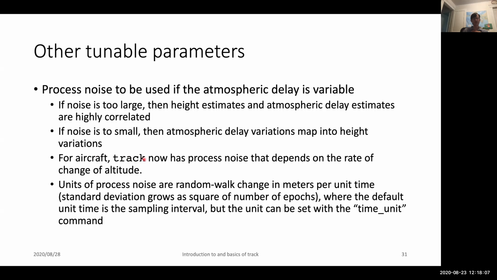So, and track also in atmospheric delay models, because in aircraft, you tend to change altitude very rapidly. Track's atmospheric noise model has a capability to actually allow process noise and variation in the atmosphere that depends rapidly on the rate of change of height of the aircraft as you go across. And again, the process noise units in track are basically in meters squared per unit time, and you can specify a time unit, so you can make that to be meters squared per second, for example.